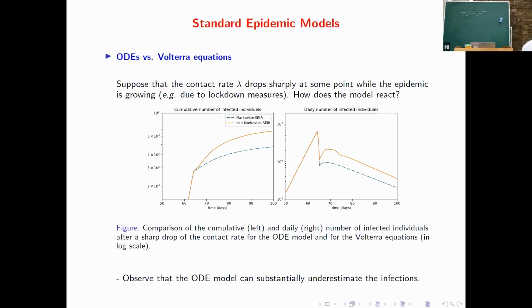Dotted blue is the non-Markovian model. The orange is the... okay, blue is the Markovian, and non-Markovian is the above.